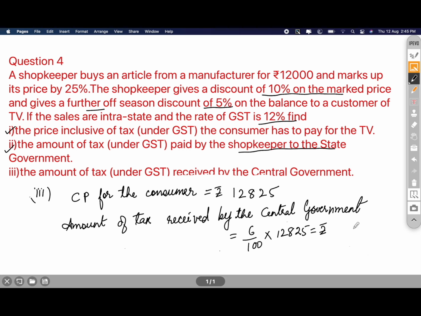That is rupees we had calculated earlier. If you look at the previous steps, it is 769.50. So this is the third part of the answer. So here we are dealing with questions related to intrastate, right? So let us move on to the next question now.